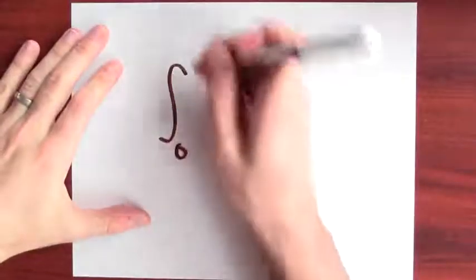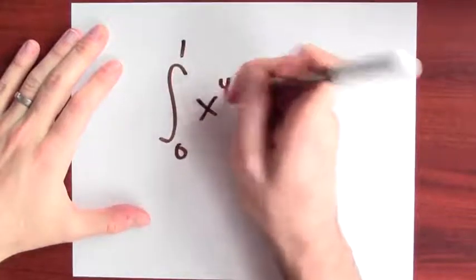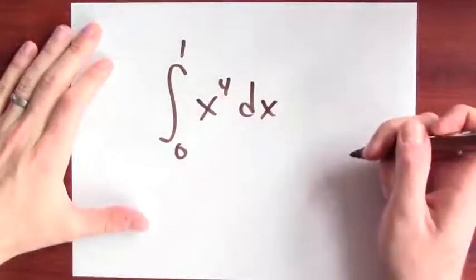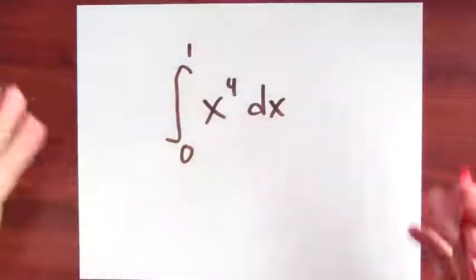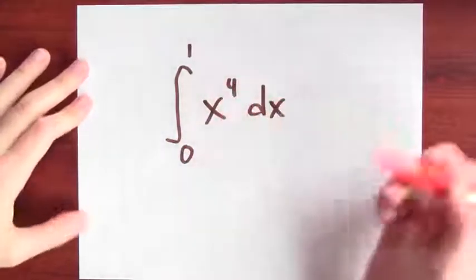Let's find the area under the graph of a polynomial. So let's integrate from 0 to 1 the function x to the 4th dx. To solve this problem, I can use the fundamental theorem of calculus. So the first step is to find an antiderivative for x to the 4th.